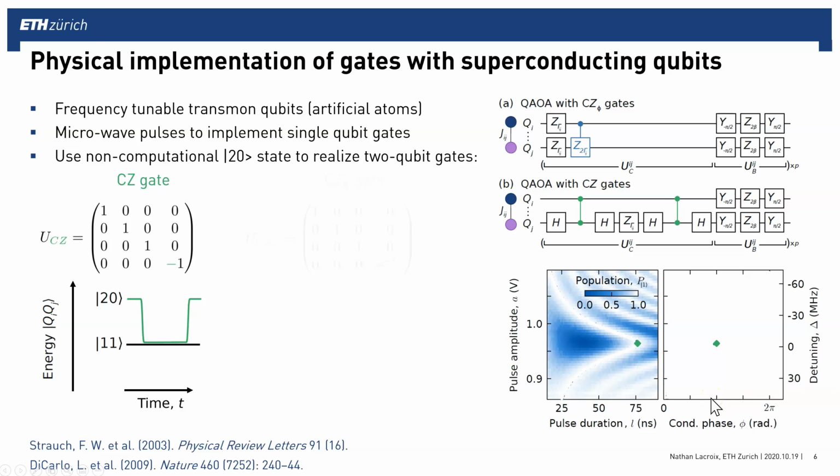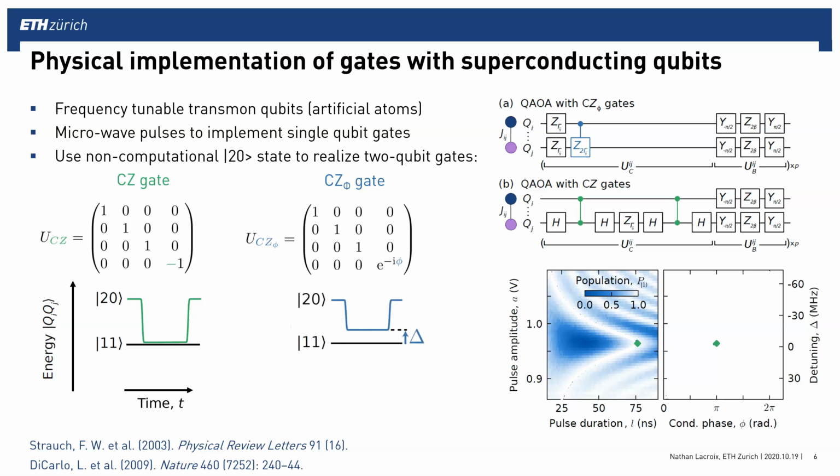What we do afterwards is that we simply extend this scheme to the arbitrary controlled phase rotation, the CZ-phi gate. And we do this by adding a frequency detuning during the interaction. So this frequency detuning delta ensures that there's only a partial population exchange, and therefore the phase collected is also different from pi. And by sweeping delta, we can then essentially achieve any conditional phase between 0 and 2 pi.